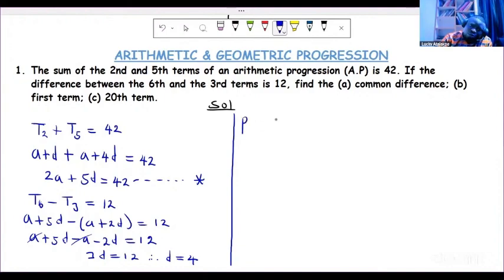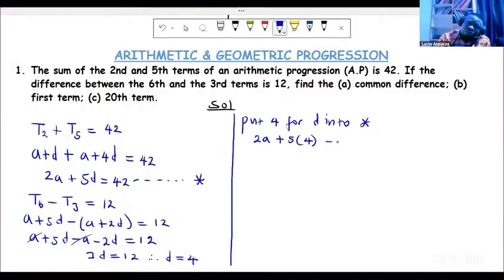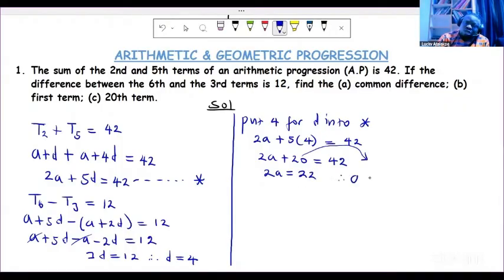So I am going to put 4 for D into equation 1. So therefore, my 2A plus 5D, I'm replacing D with 4 now, equals 42. So 2A plus 20 equals 42. So if positive 20 comes here, it will become negative. So 42 minus 20 is 22, leaving us with A equals 11.